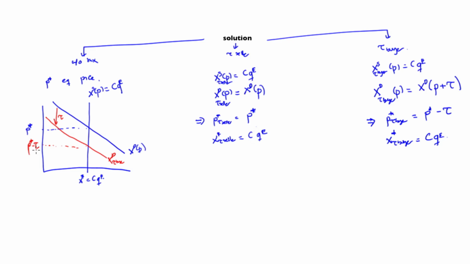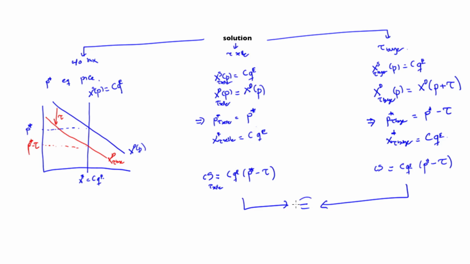Okay. Now notice the following. What is going to be the surplus of the sellers in this case? Well, it's going to be the amount of units that they sell, Q^E, times the price at which they sell it minus the tax that they have to pay. So this is when the tax is on the seller. What is the surplus here? It is the same, P star minus tau times Q^E. In this case, they don't pay a tax, but the equilibrium price has gone down to P star minus tau. So these are the same, and the surplus is the same.